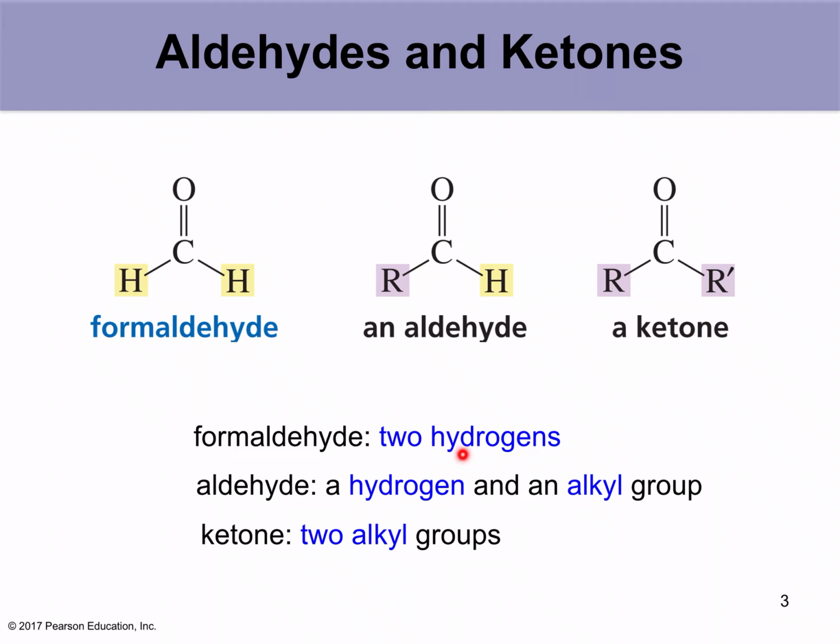Formaldehyde has two hydrogens. Aldehyde has one hydrogen and an alkyl group. Ketone has two alkyl groups. So you will know that an aldehyde will always be a terminal carbon, whereas a ketone can be a middle one. If an aldehyde happens to be in the middle, you don't call it an aldehyde, that would be a ketone.